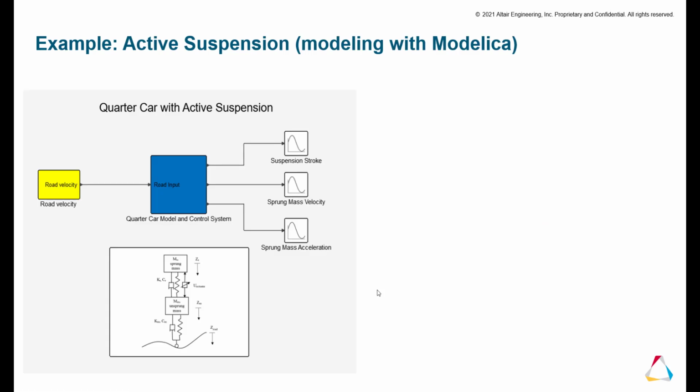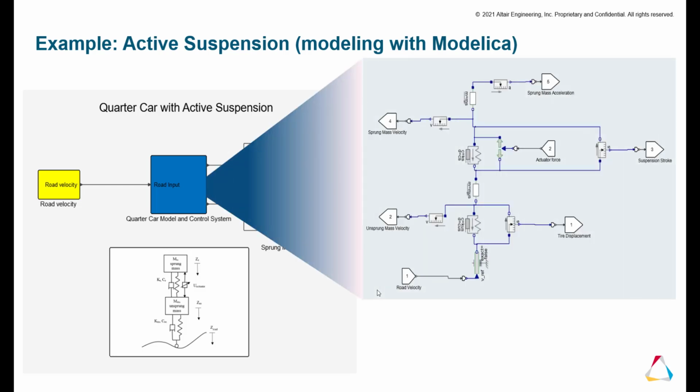So if we look at a system model of this active suspension, that diagram of the sprung and unsprung mass, those four states, is enveloped in this blue block, the quarter car model, that also encompasses the control system as well. If we zoom into that block, we'll see our suspension system, which is modeled using Modelica components. And it looks very similar to our diagram, right?